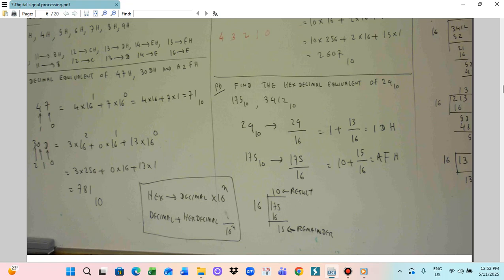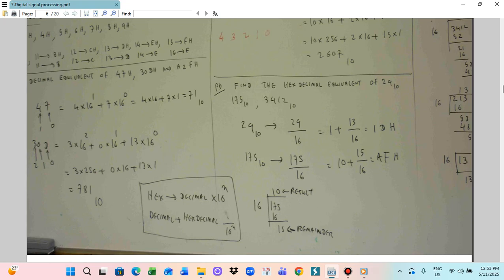So 29 base 10, I explain again. 29 is divided by 16 because we convert decimal to hexadecimal. The 29 base 10 is in the decimal system and we want hexadecimal. So 29 divided by 16, you get result 1, remainder 13. Result 1, you just write 1. Remainder 13, you see the table, 13 is similar to D. So 1D. To indicate hexadecimal, at the end you put the H. So 29 base 10 is equal to 1DH.